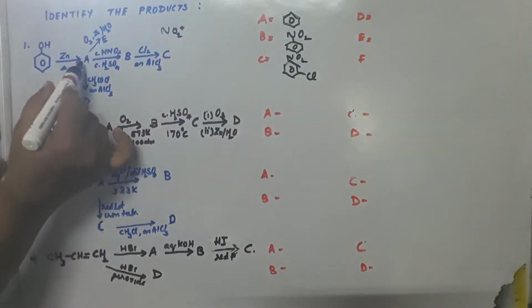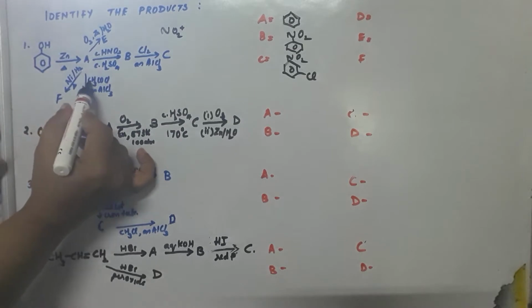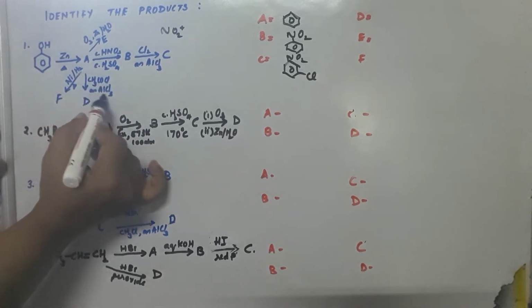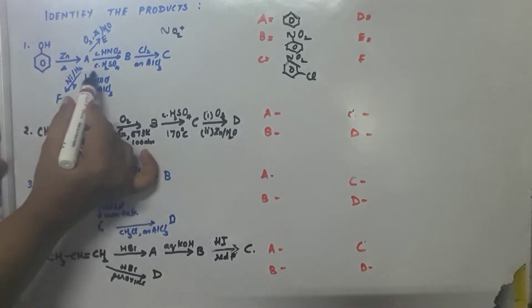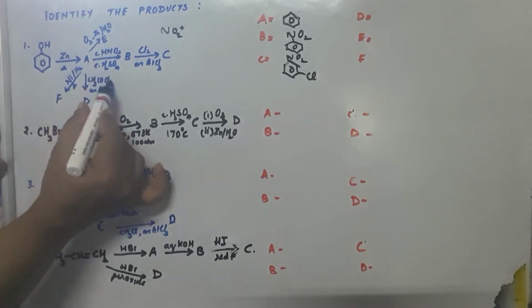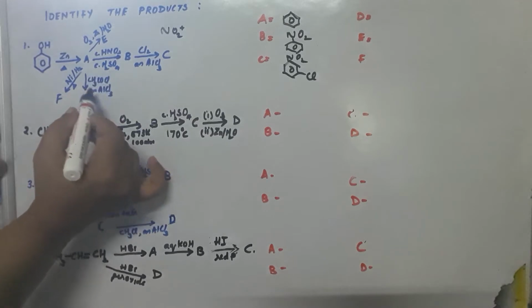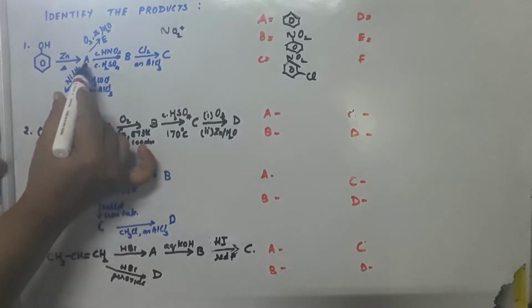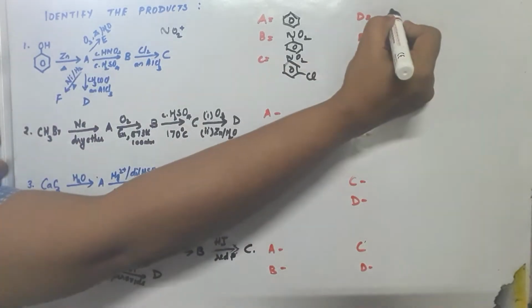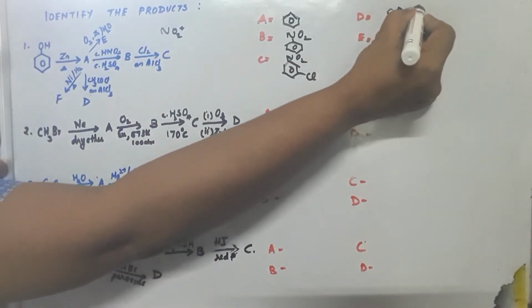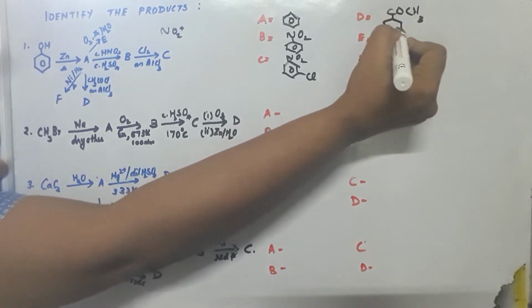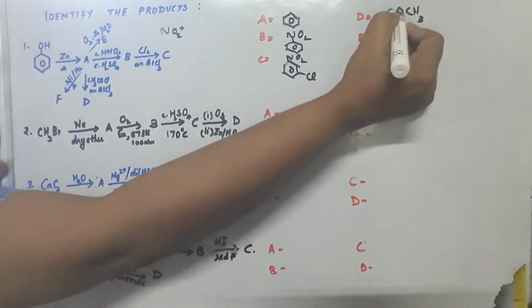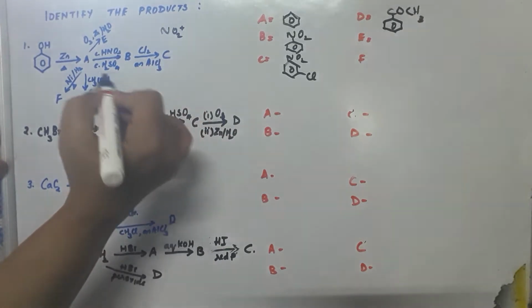Now A is also subjected to CH3COCl and anhydrous AlCl3. So this is Friedel-Crafts acylation. When you see this reagent, we can understand it is Friedel-Crafts acylation. So the CH3CO aceto group will be introduced on the benzene. So D has the COCH3 group. The CH3CO group is getting introduced on the benzene, and this is the acetyl benzene formed.